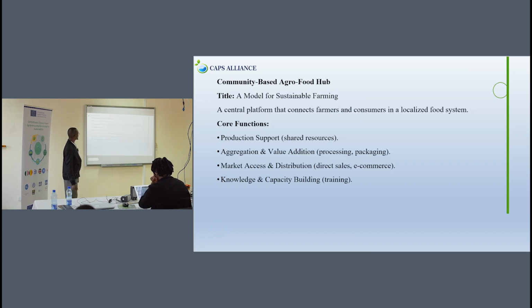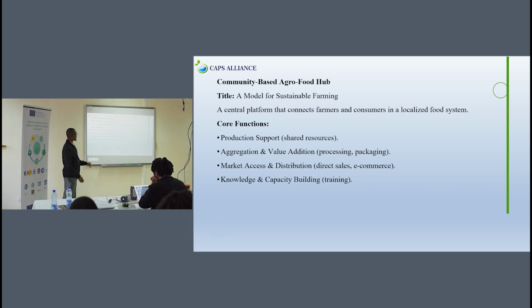So we proceed to the community-based agro-food hub. It is a central platform that connects farmers and consumers in a localized food system. We have the core functions. One is to support production. Two is aggregation and value addition. Three is access and distribution, which is direct sales. Once you produce, say potatoes, you can have direct sale before you go to the e-market and the like.